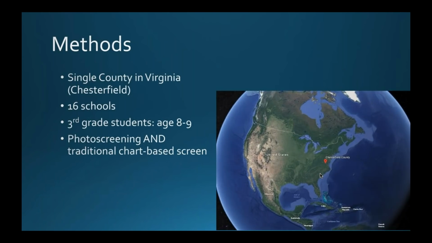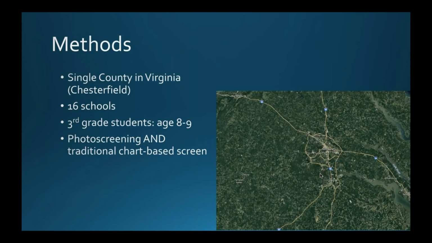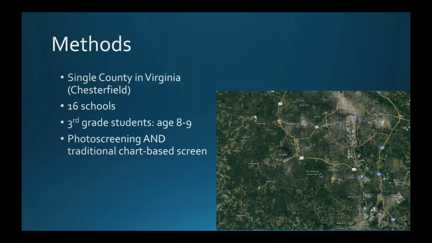So let's look at this study that we performed at the Virginia Commonwealth University, where we looked at a single county in Virginia, Chesterfield. We looked at 16 schools where the children were in 3rd grade, age 8 to 9. And we screened all children with both photo screening and the traditional chart-based screening. So every single child got screened with both methods.